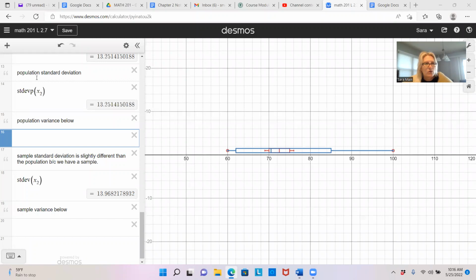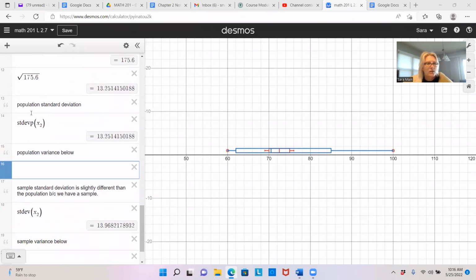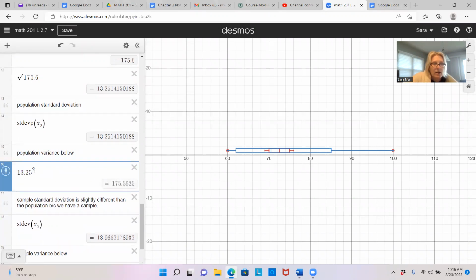So let's go back to our Desmos here. The population standard deviation is the STDEVP, and that is 13.25. Let's write that on your paper. 13.25, and that has a symbol equal to sigma. And then the population variance, we're going to calculate just by taking that 13.25 and squaring it. And so we get 175. So the population variance is sigma squared, and that's 175.56.